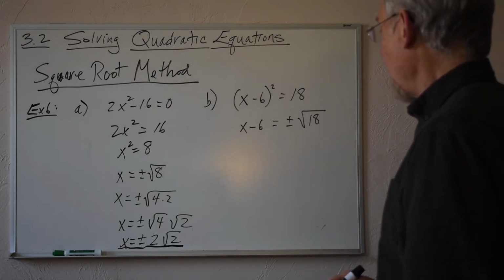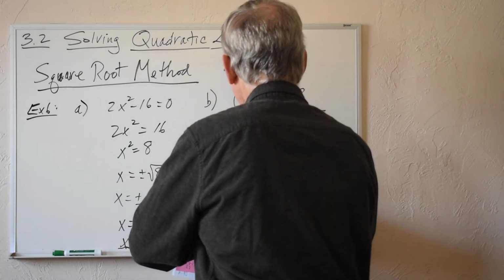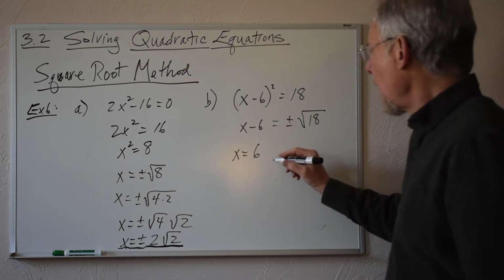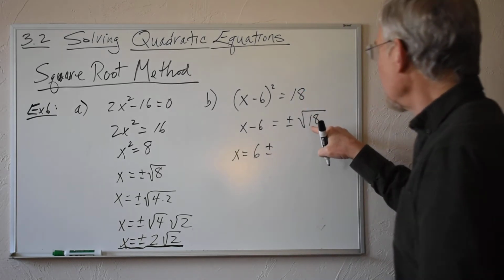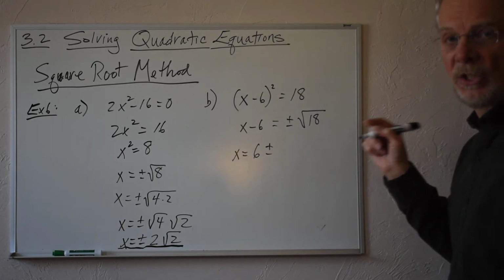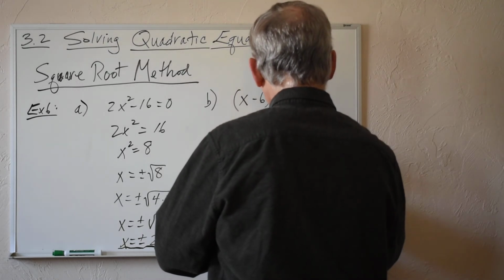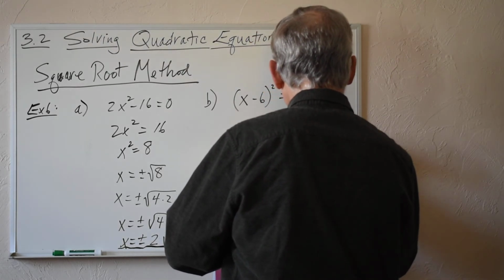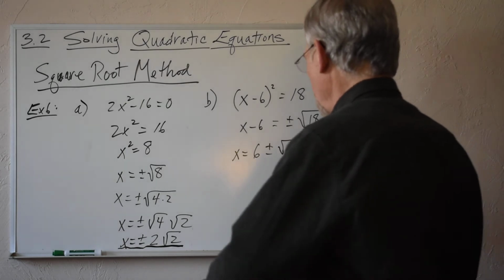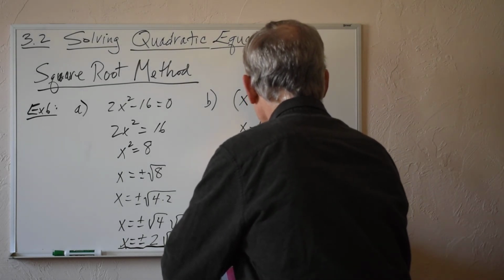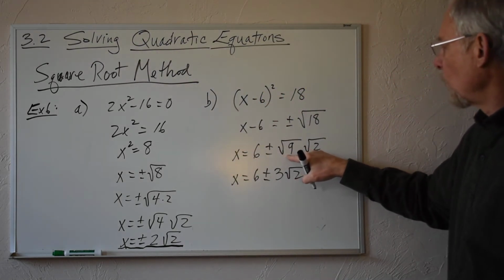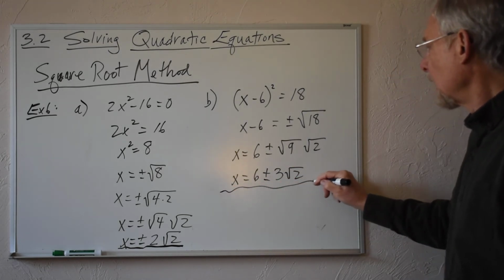We need to do some simplifying, and we need to isolate x. If I add 6 to each side, that isolates my x. While I'm at it, I can simplify the square root of 18. Do you see a perfect square that divides 18? Yes, it's 9. So I'll think of square root of 18 as square root of 9 times square root of 2. I'll rewrite square root of 9 as 3, and there's my answer.